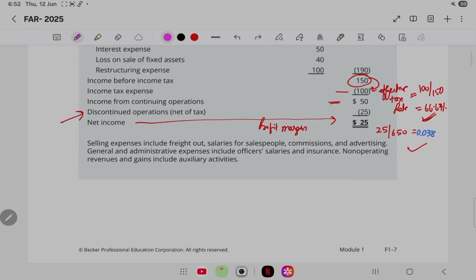Now selling expenses include freight out, salaries for salespeople, commission and advertising. I have made you understand already. General and administrative expenses include the officer's salary and the insurance. This is the important part. Non-operating revenue and gains include the auxiliary activities. What is this? If in a factory you can see the spare parts, they do not directly use them, but they will definitely provide assistance in the future, or they will be used.